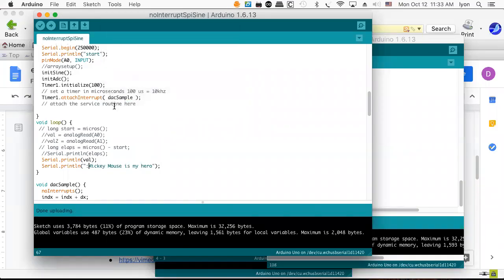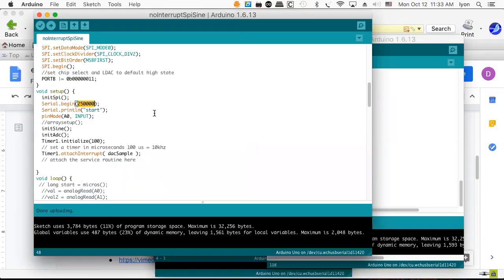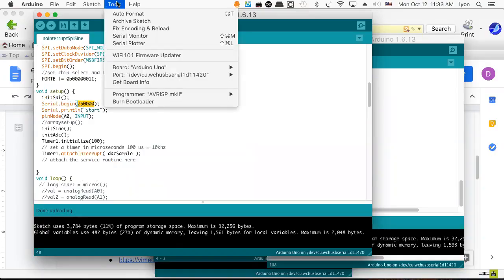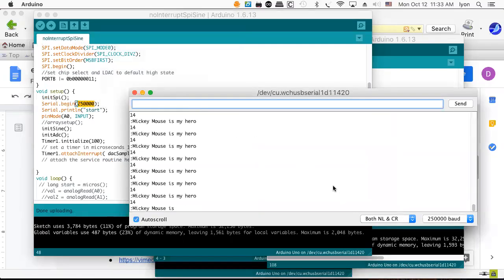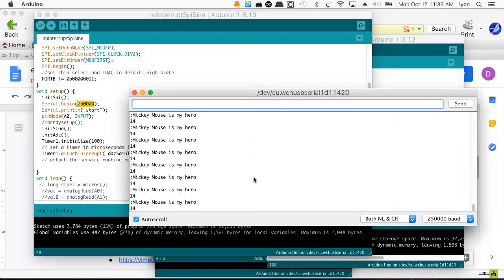So this is printing at what speed? Serial begin 250 kilobits per second. That is way fast, right? It's as fast as I could envision this thing running. Let's see how it sounds. I hope it doesn't sound awful.